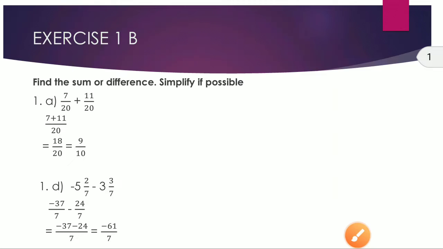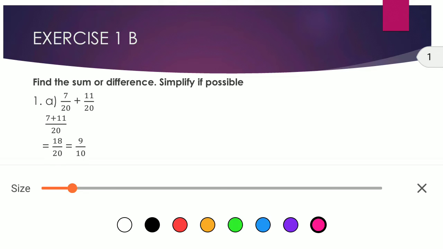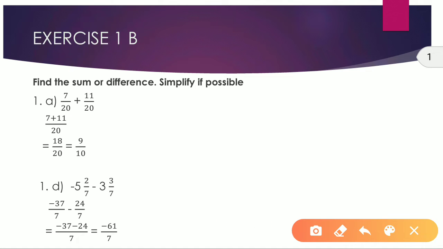Dear students, in our previous video, we have learned how to add and subtract two rational numbers. Today, we are going to solve exercise 1b, which is based on the previous video. So, the first question is, find the sum or difference, simplify if possible. So, we have to sum the rational numbers.